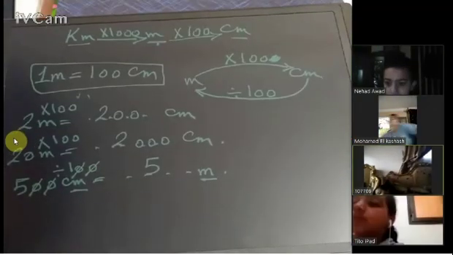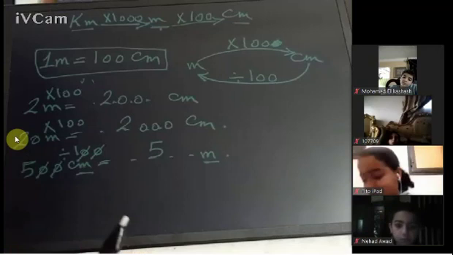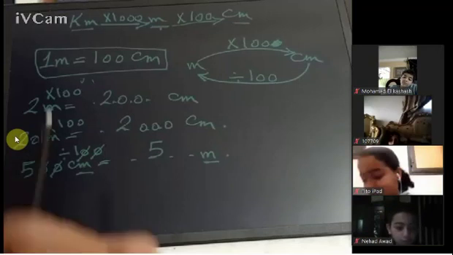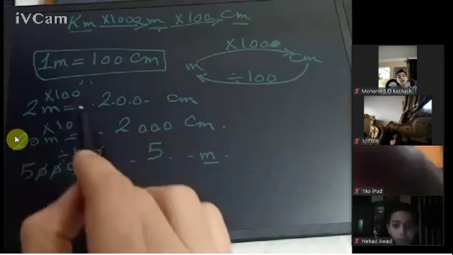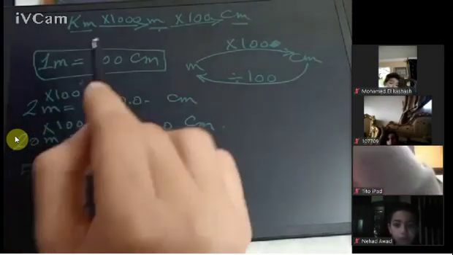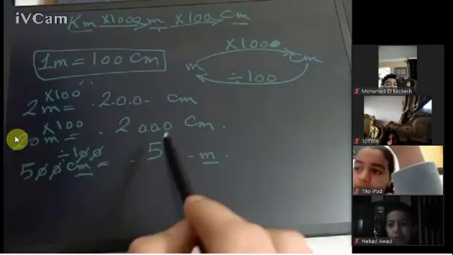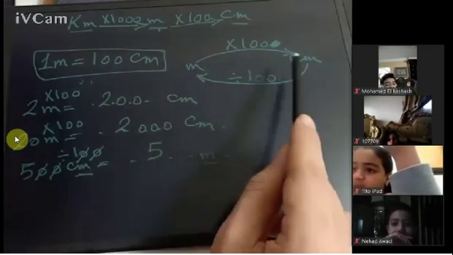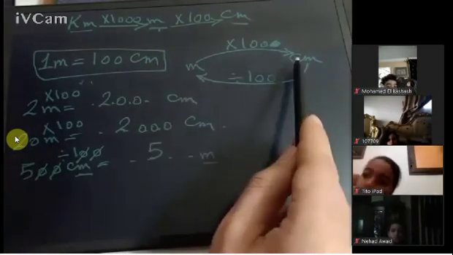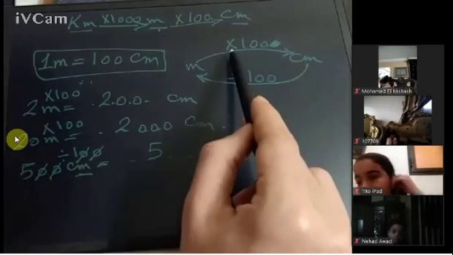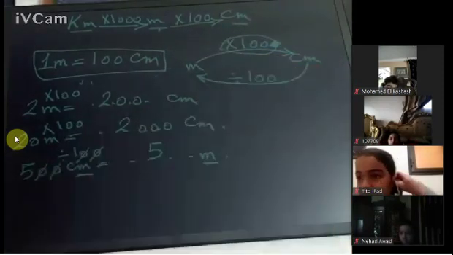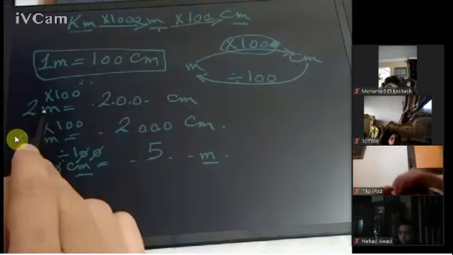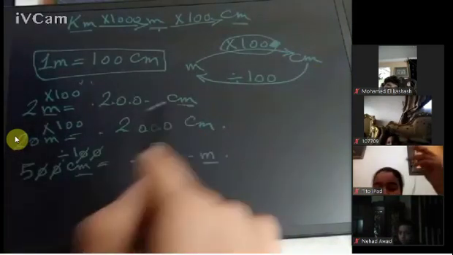Again, it's like the kilometer. In the kilometer we said when we change from kilometer to meter, multiply. So here, from big to small, multiply. It's the same. When we move from meter to centimeter, it's from big to small. That means multiply. But this time the relation is 100. So when you change from meter to centimeter, multiply 100.